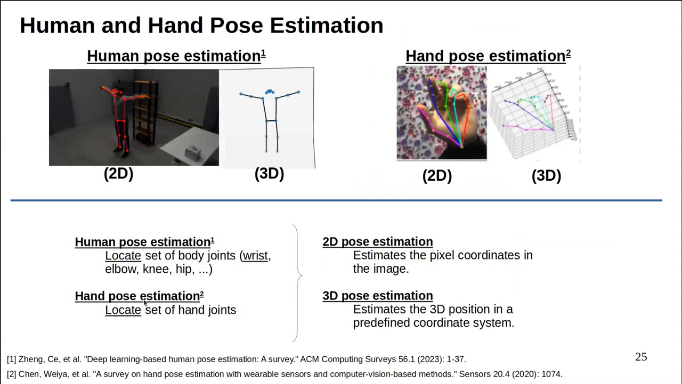So first, what is human pose estimation and what is the difference between human pose estimation and hand pose estimation? Human pose estimation is the task of locating a set of body joints, such as the wrist, the elbow, the knee, or the hip, and it could be performed in the 2D space if you want to detect the 2D position of the joint in the image, or it could be performed in the 3D space if you want to estimate the 3D position of the human in the predefined coordinate system. The hand pose estimation is very similar, except that it focuses on the joints of the hand.